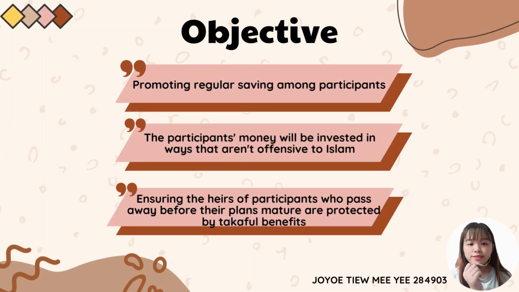The three objectives of family takaful are: first, promoting regular saving among participants. Second, the participants' money will be invested in ways that aren't offensive to Islam. The third is ensuring that the dependents of participants who pass away before their plans mature are protected by family takaful benefits.